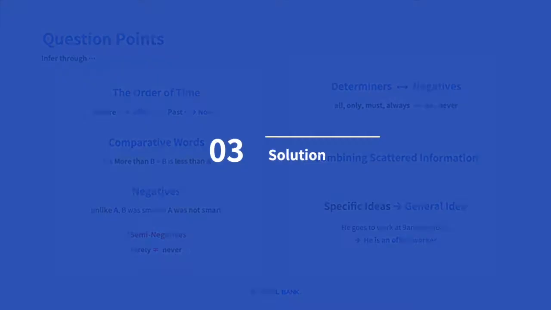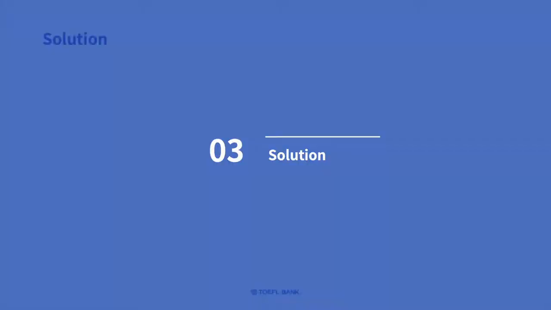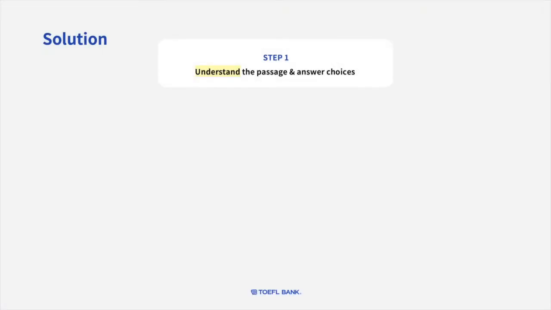The solution method for inference questions is quite simple. First, understand the passage and the answer choices. Second, identify keywords, as in the important points in the answer choices. Keywords are usually nouns, verbs, and adjectives.